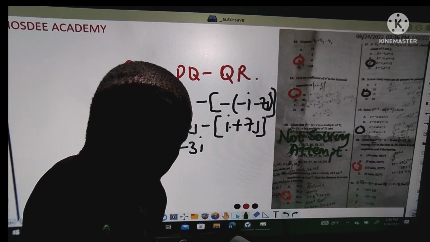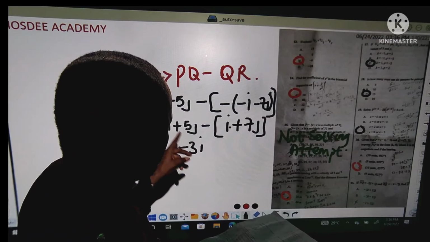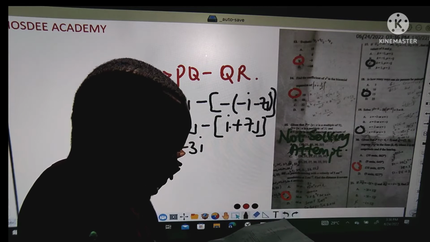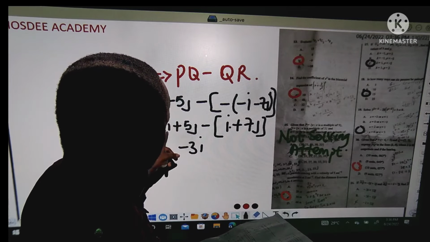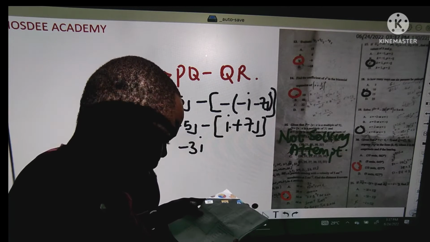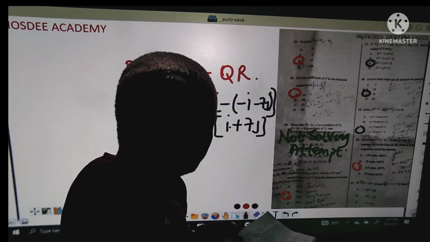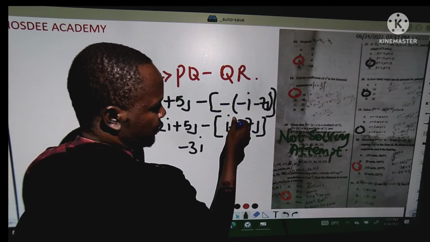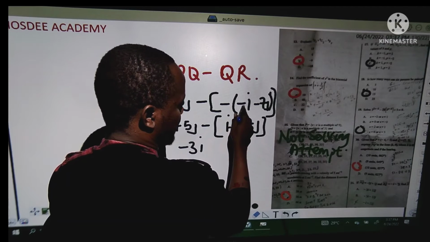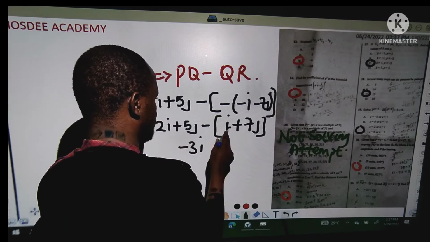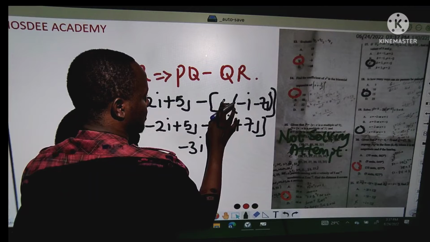Let me check the D option. Let me check again. Minus 2i cap plus 5j cap, and the other one, RQ is, yeah. Okay, I've been corrected on RQ. What I did was this is minus i minus 7j. Minus times minus plus. Then minus 2 minus 1 is minus 3. Okay, that's this, Abby.